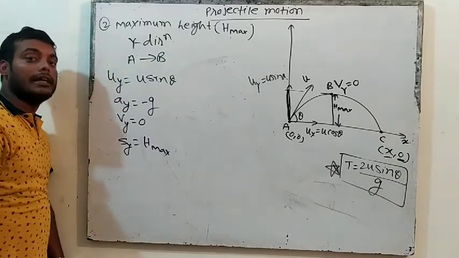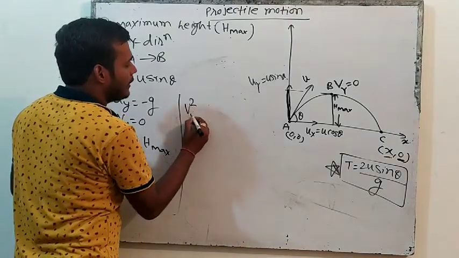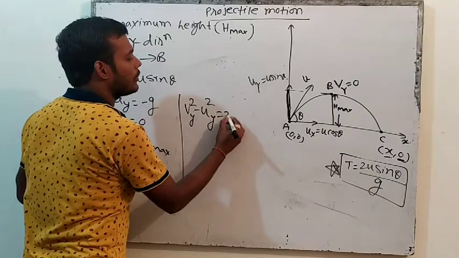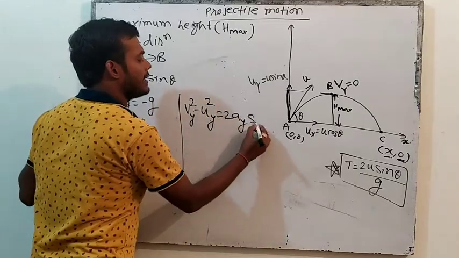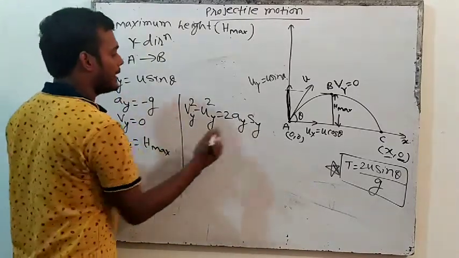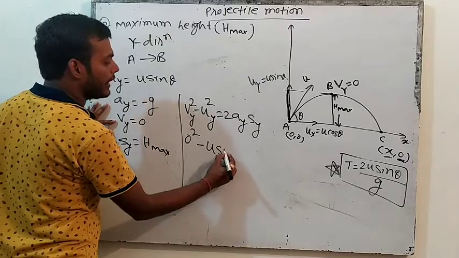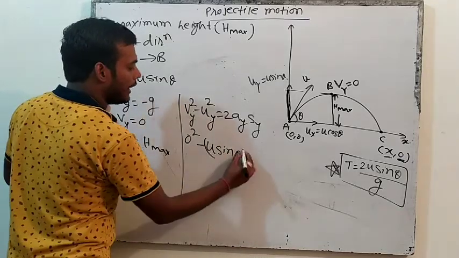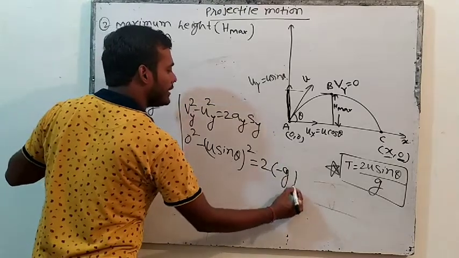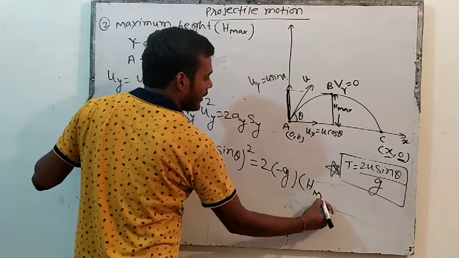Which equation? Third equation: v square minus u square equal to 2as. See, everything I am taking in the y direction: vy, uy, ay, sy. So vy is how much? 0 square minus uy, that is (u sin theta) square, is equal to 2 into acceleration in y direction, minus g, into displacement in y direction, H max.